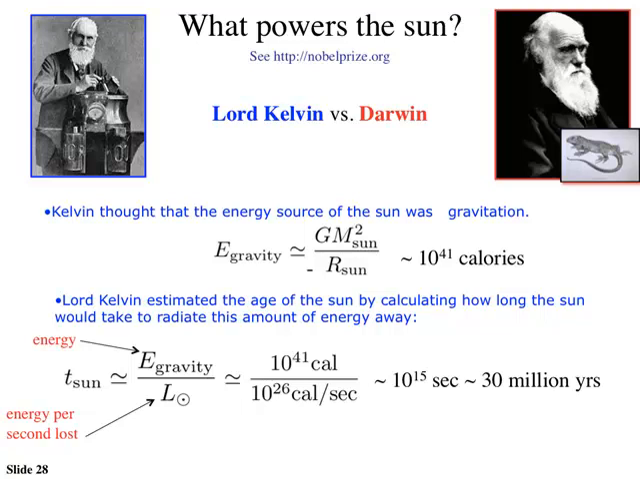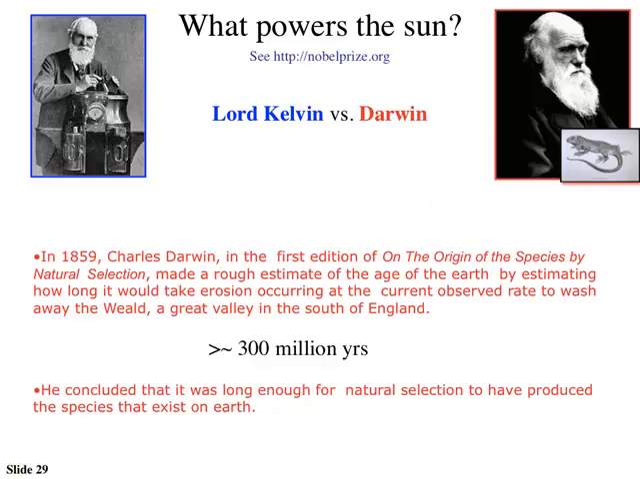What did Darwin say? Darwin did not estimate the age of the sun using physics. He was not a physicist. Instead, he did it by studying erosion patterns. And what he said is, look, I can measure how fast this cliff is eroding. There's a feature in England called the Weald. I can measure how long it takes for erosion to happen year by year.